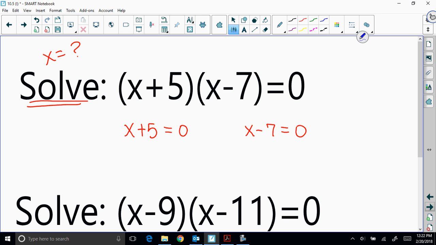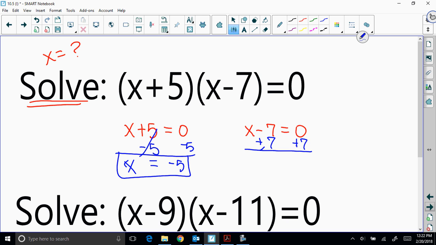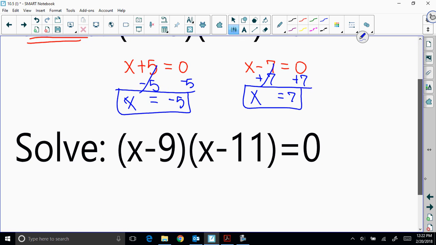So since I'm multiplying these together, I can separate these and set them equal to 0. And then I'm just going to solve for x. So I'm going to subtract 5. So one answer would be, whoops, x equals negative 5. And then I can add 7. And so x equals 7. And there are my two answers for x.